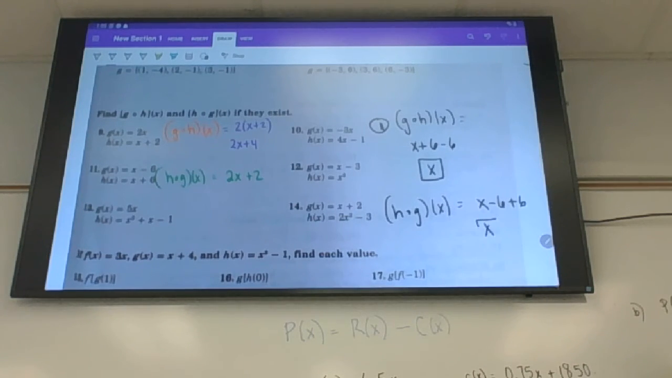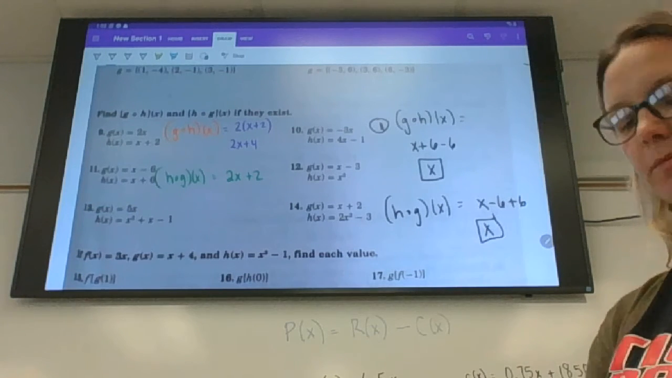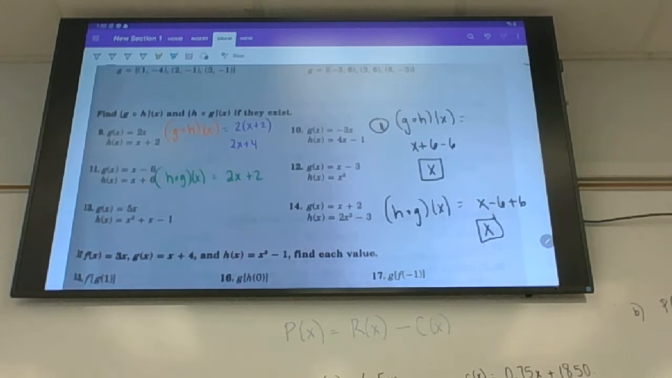They're both just x, which is something special. We're actually going to talk about that quite a bit. Those means those are perfect inverses. We'll actually do a whole thing where we do composition to prove inverse, and if they're truly inverse, we simplify to x.